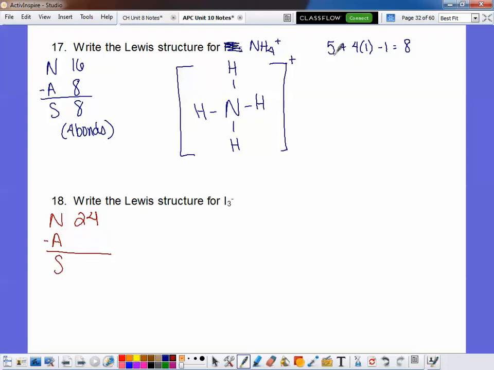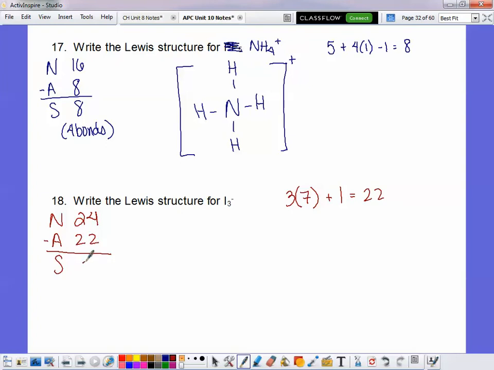When we had NH4+, when we had a plus charge, we took away electrons, the number for the charge. When we have a minus charge, we're going to add electrons for whatever the charge is. So if it's -2, you would add 2 electrons, and so on. So each iodine has 7 electrons available, plus the 1 that we get from the charge, so that is a total of 22 electrons.